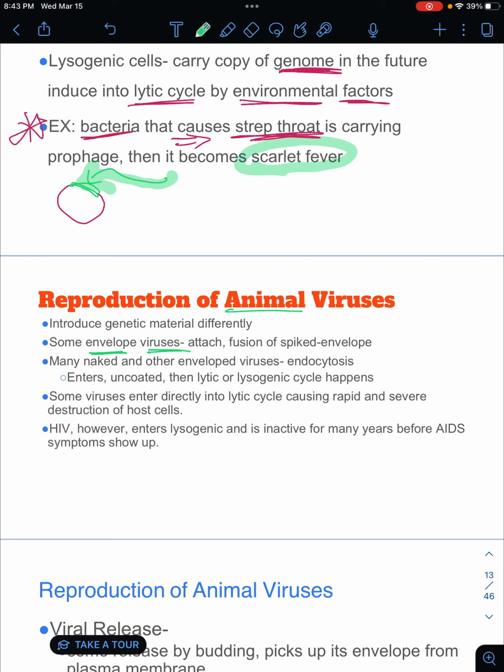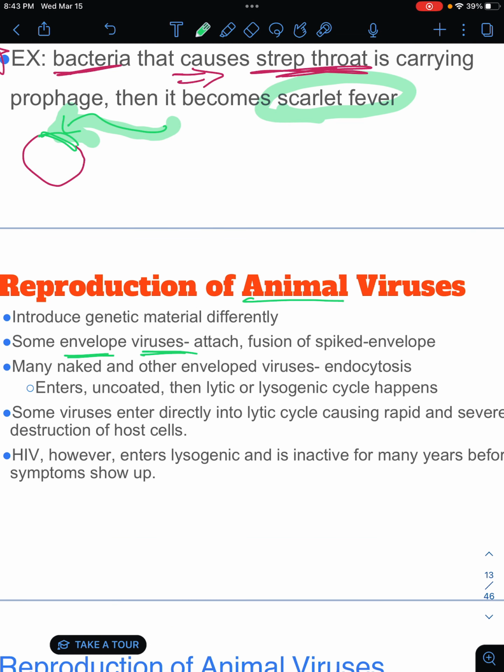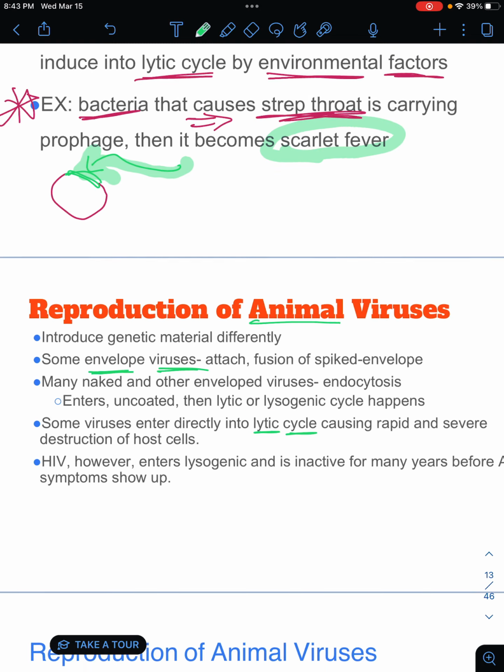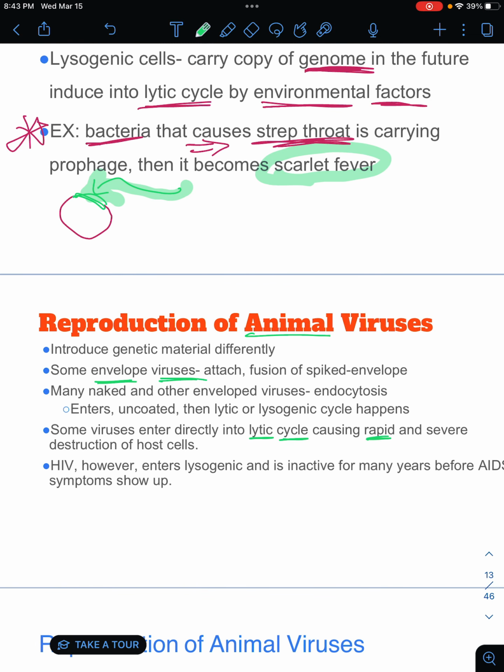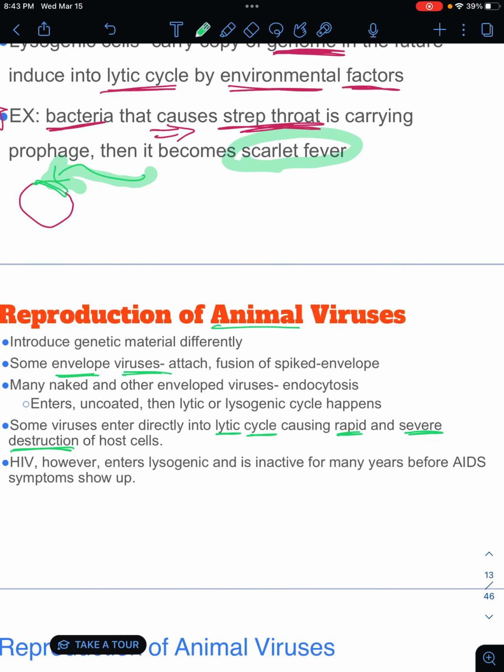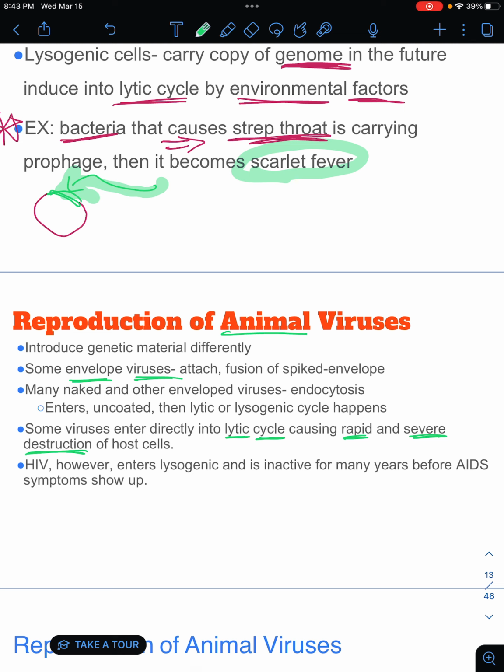It says some viruses enter directly into the lytic cycle, causing rapid and severe destruction of host cells. So think about it. If a virus enters into the lytic cycle and it causes rapid and severe destruction, what do you think is going to happen in your body? Your body's like, oh my God, get rid of this stuff, and it's going to make you throw up and do other bad things we're not going to talk about. I mean, not bad things, but gross stuff.